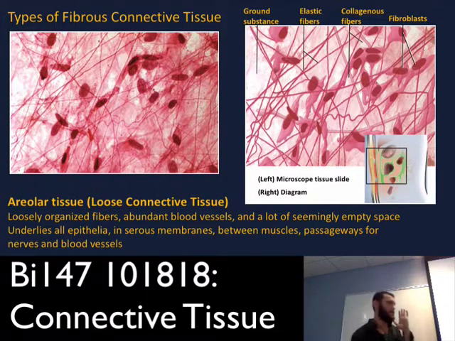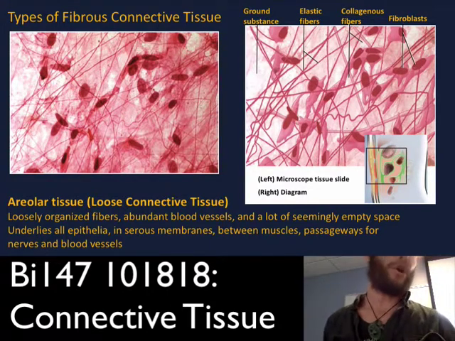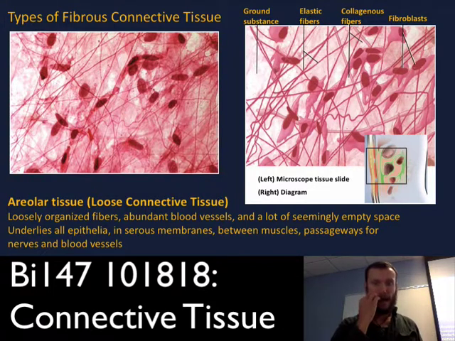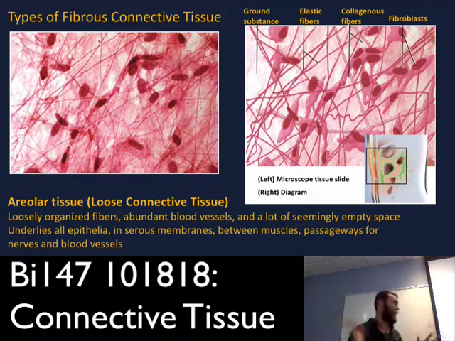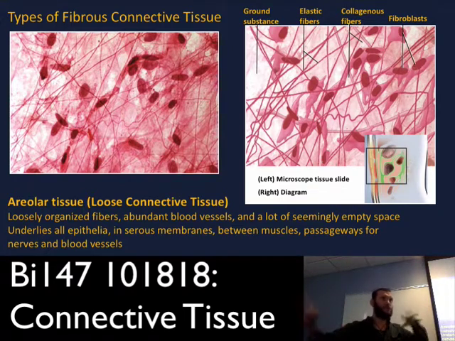Areolar tissue is super common in the body. It's all over the place. And most of the connective tissue that we're going to talk about that's not bone or cartilage is this stuff. It's classified as loose connective tissue, and it is a very loosely organized conglomeration of fibers, blood vessels, a lot of empty space, although it's not empty. We'll talk about what it is. And a whole host of different connective cells live in this loose sort of jelly stuff.